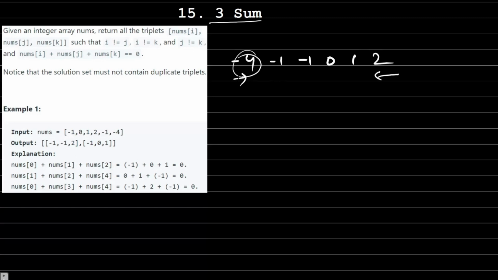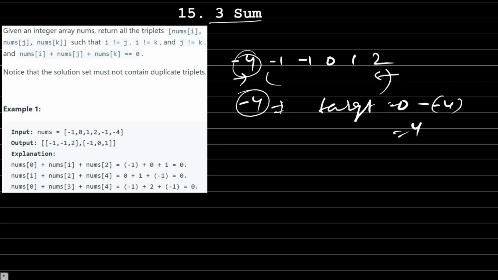We will take one integer, minus 4, and we will find the target from the remaining values in the remaining array. Minus 4 is the value that we have already taken, so our target is going to be 0 minus minus 4, that is 4. So in the remaining array we will be finding 4. For that we will use the two pointer method, something like what we do in binary search. I am going to explain this in code, don't worry about that.